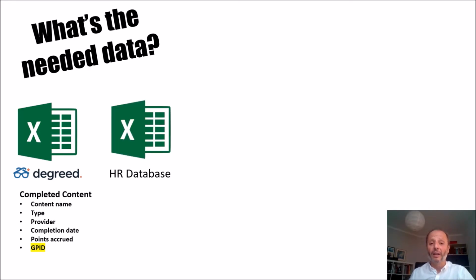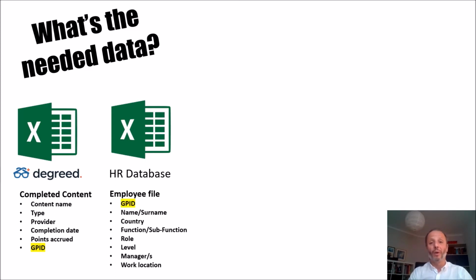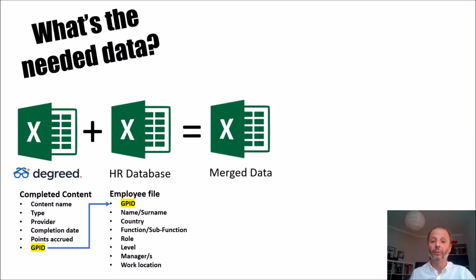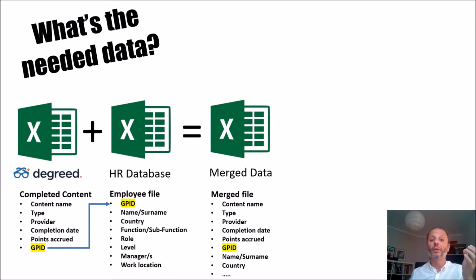Second file, it's coming from the HR database. We will have to ask our HR business partners to provide us with an employee file with all the attributes we see in here. The join of both files is going to produce an enhanced file with all the information in it. We'll see how to do that with Power Queries in Excel.